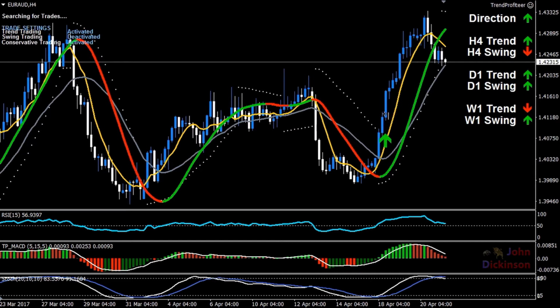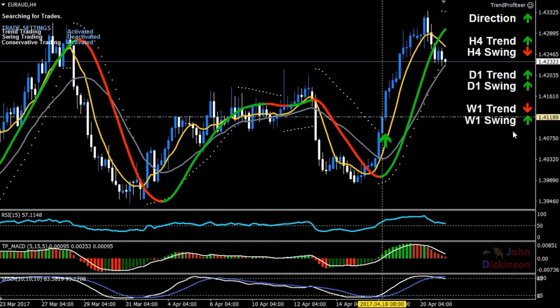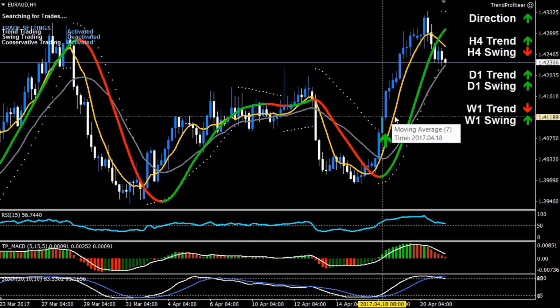I'll just place the indicators of where the entry occurs. Now, of course, the signal is created on the previous bar to where the Trend Profiteer displays the arrow, and that's because it only displays the arrow as a valid trade at the close of the candle, so it's therefore placed at the beginning of the next candle.